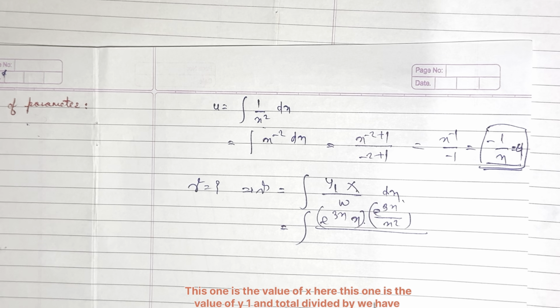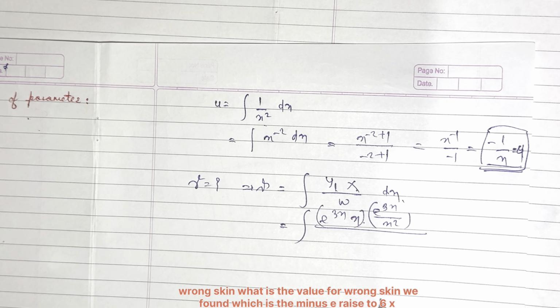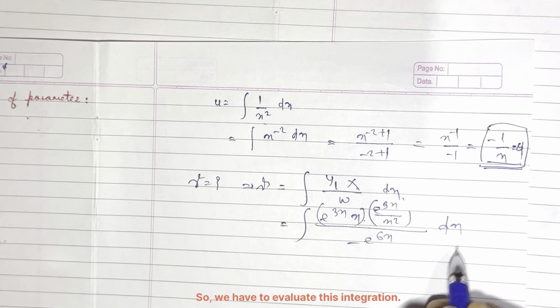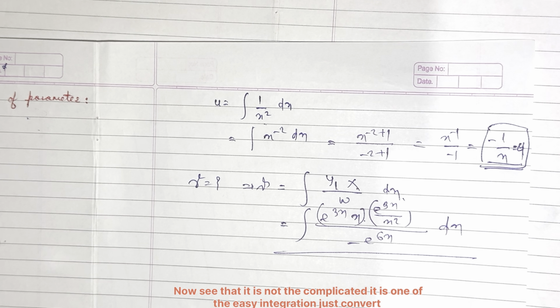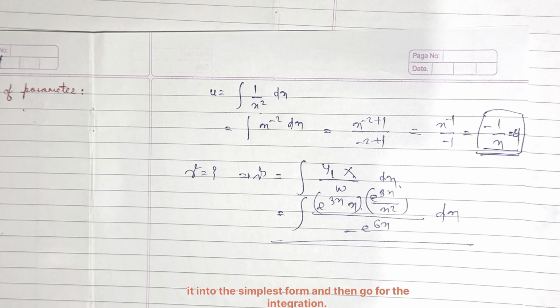Total divided by the Wronskian. The value for the Wronskian we found is minus e raised to 6x, dx. So we have to evaluate this integration. See that it is not complicated, it is one of the easy integrations. Just convert it into the simplest form and then go for the integration.